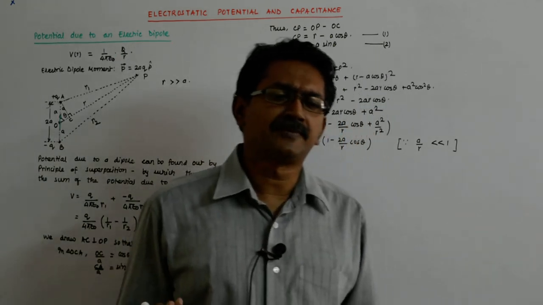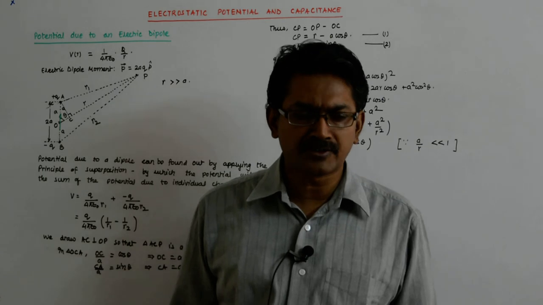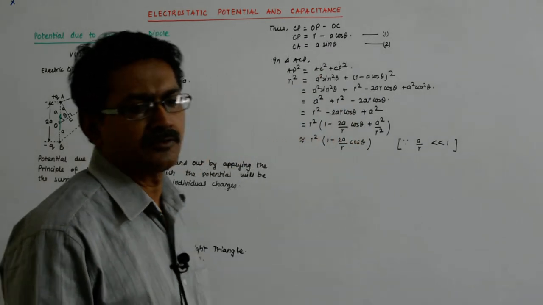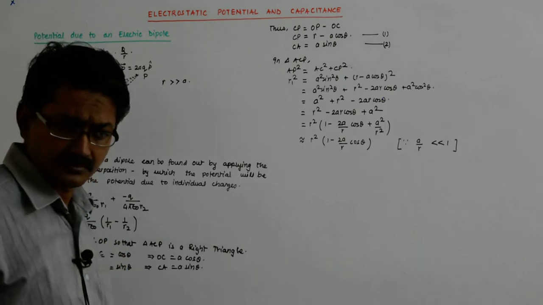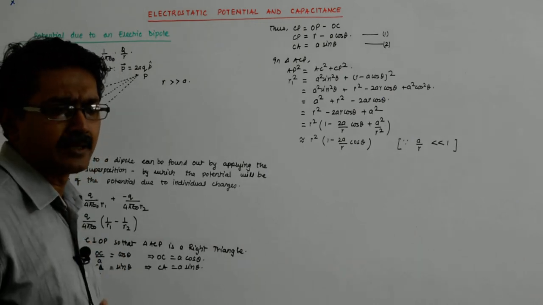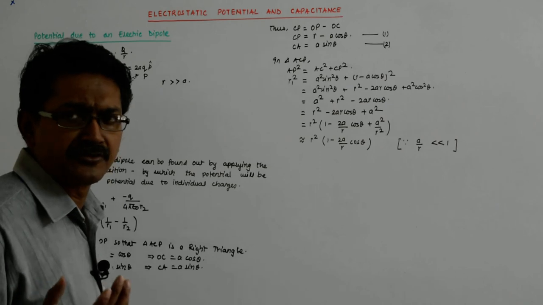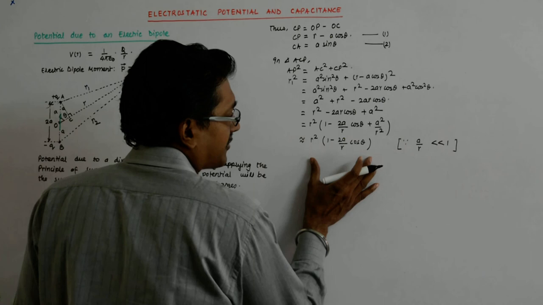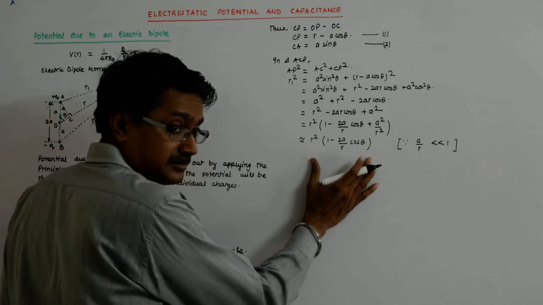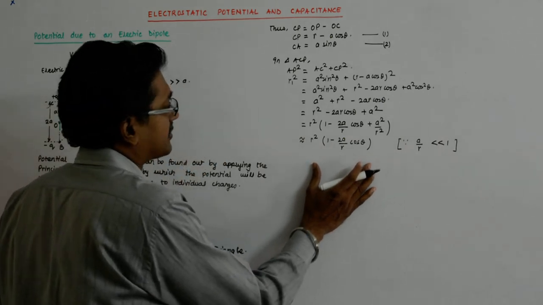Because why in the first place did we define the concept of dipole? Just because we had to deal with the dipole of the atoms. And the size of the atom itself is of the order of 10 to the power minus 15 meters. Understand? So that's why this. Okay? That's why this.